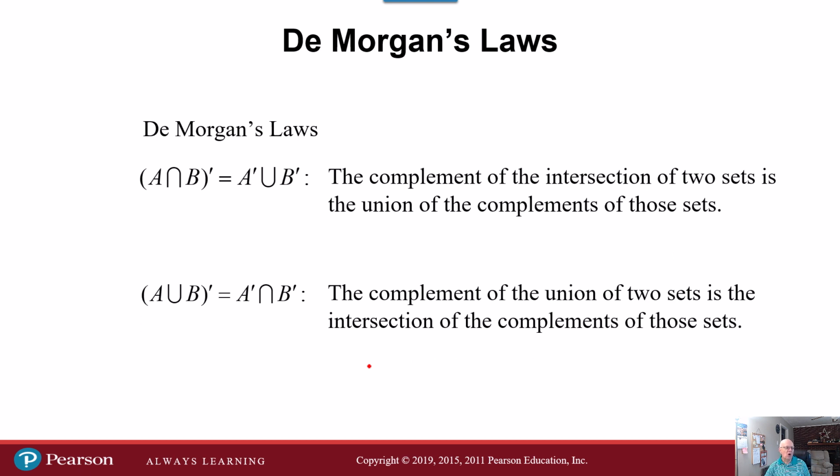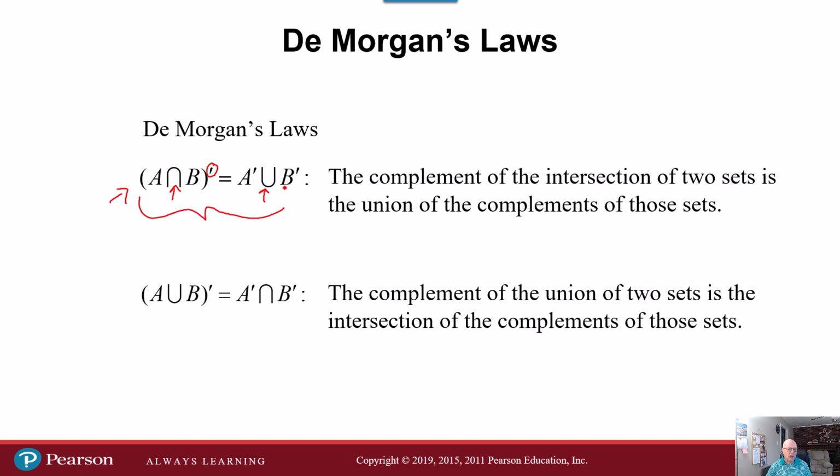Okay, De Morgan's laws, and if you're working with sets a lot, which we won't, De Morgan's laws are important. It might be interesting, though, to look and see how this actually works. To get this complement, you take the complement of what's inside and switch this from intersection to union. So you're changing everything inside. A becomes A complement, B becomes B complement, and intersection becomes union. And that's one of De Morgan's laws.